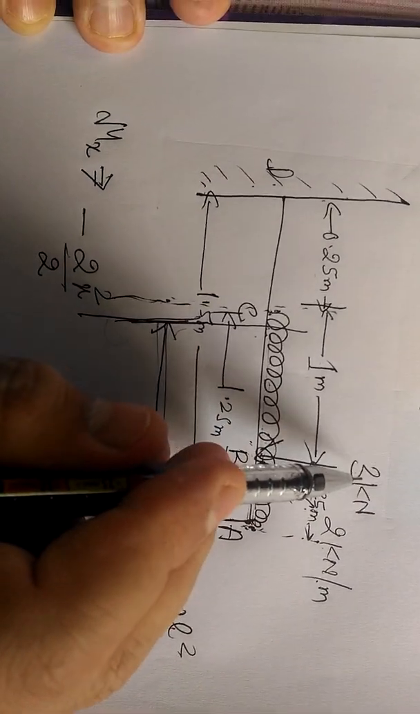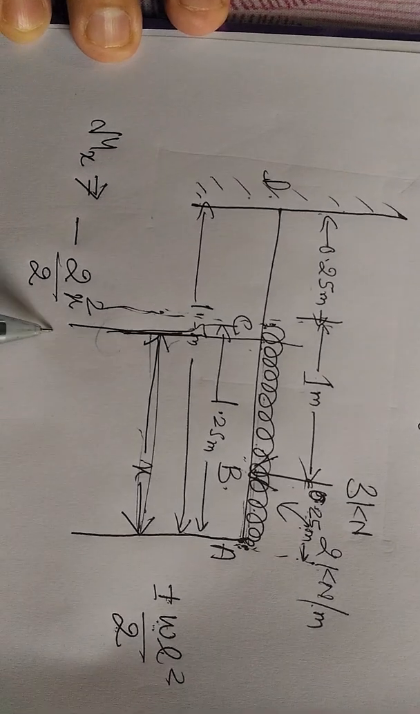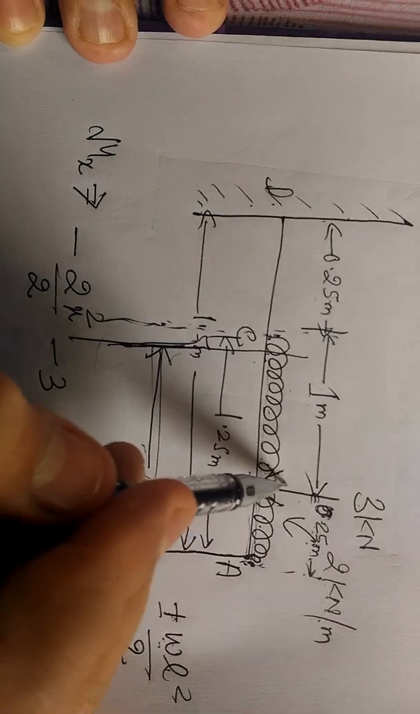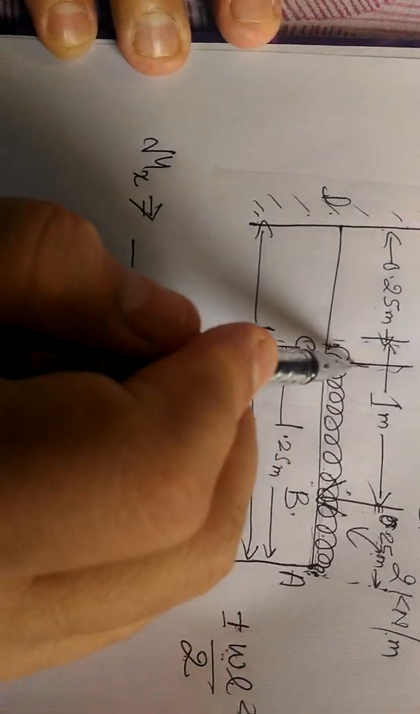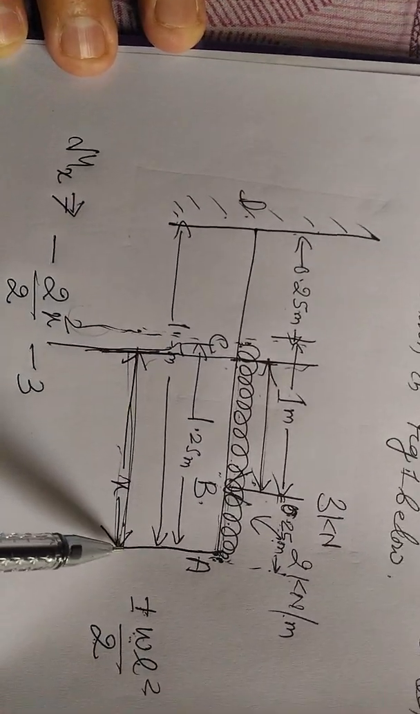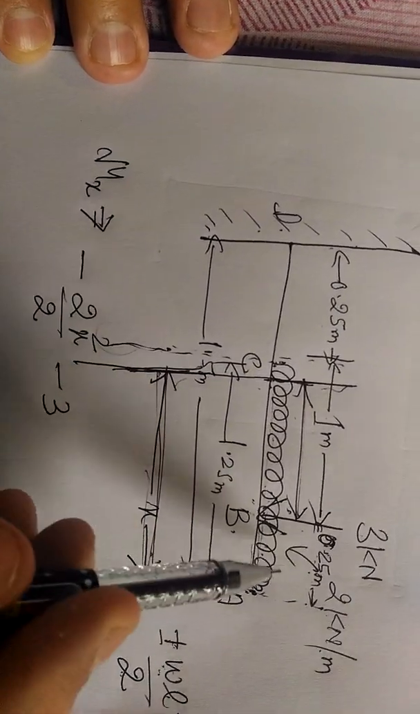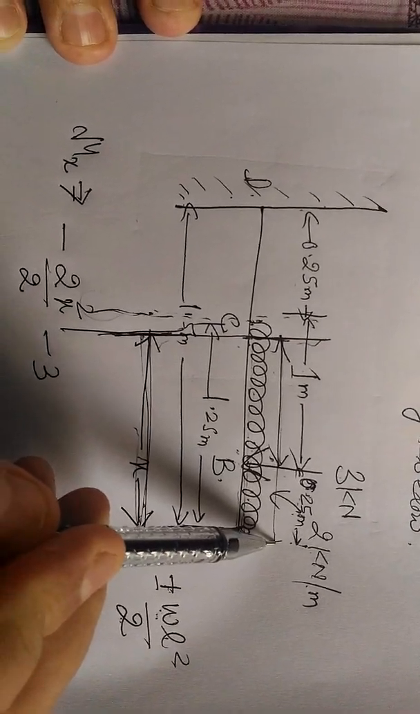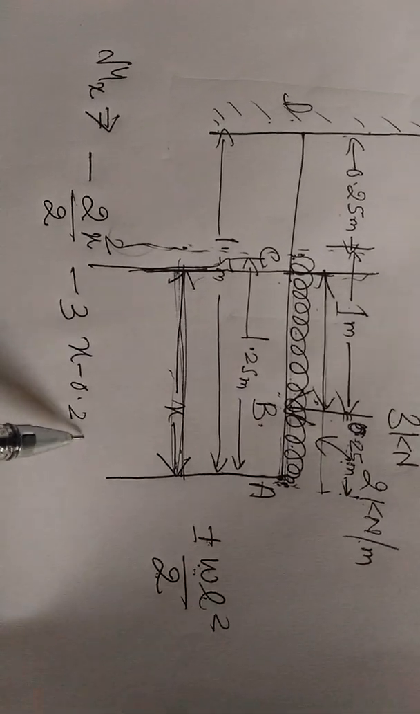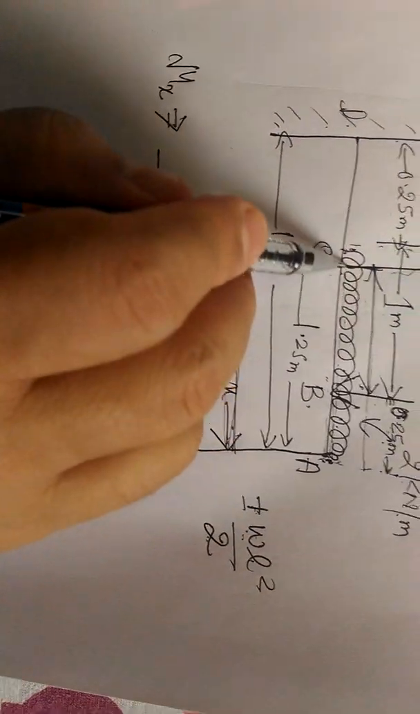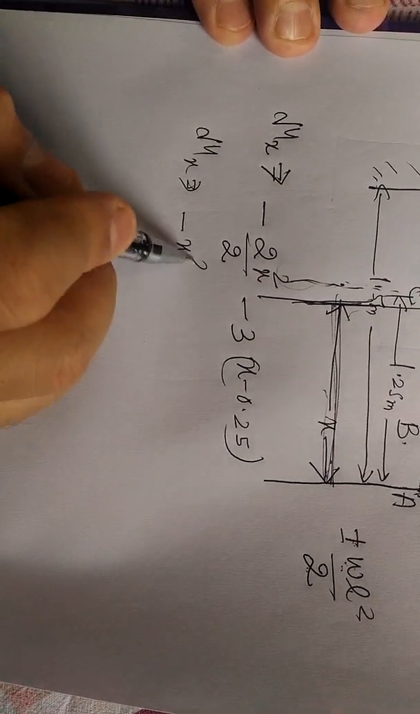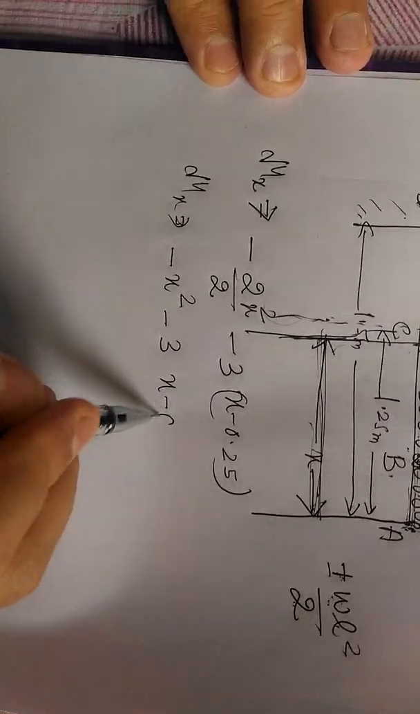Then we'll consider this point load. For the point load, since the load is acting downward, it is minus load into distance, 3 into the distance of this load from the point where we are considering the bending moment. So how much is this distance? The total length of this section is x, and this distance is 0.25. So this length is x minus 0.25, and there is no other load in between. So finally we'll get the bending moment equation Mx is equal to minus x square minus 3 into (x minus 0.25).